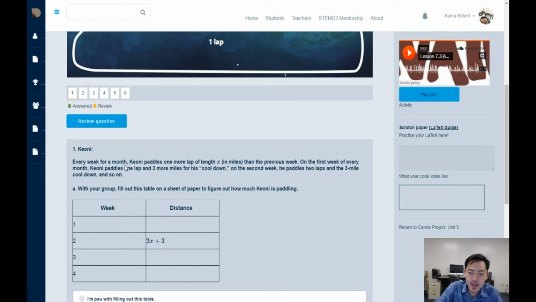So on the first week, he paddles 1 lap and 3 more miles for his cool down. In the second week, he paddles 2 laps and 3 more miles for his cool down. This goes on and on. For the first question, please go ahead and copy this table and fill out the expressions that are missing. With this table filled out, we can write an equation for y, the distance traveled in a month, in terms of x, the length of one lap.